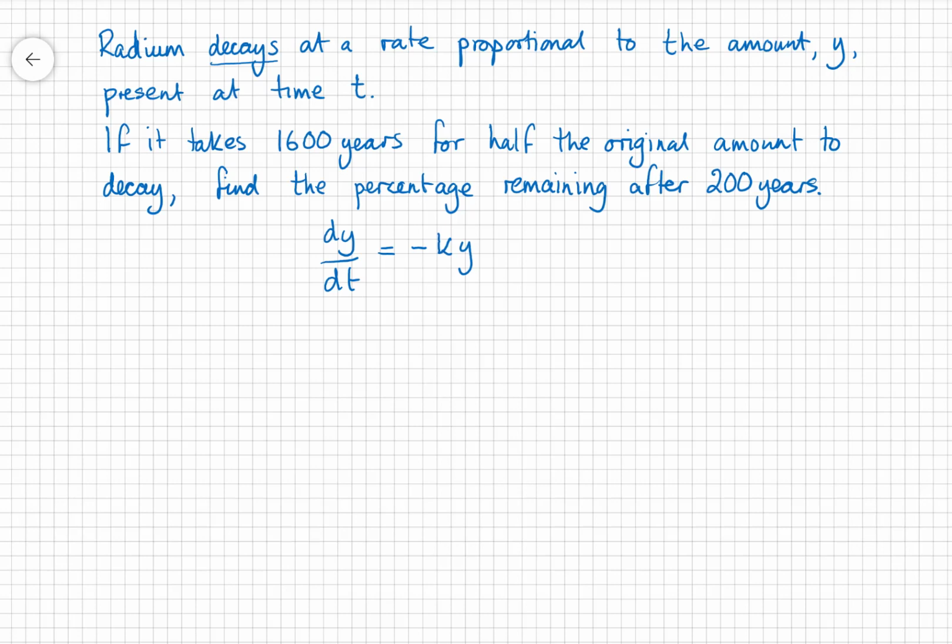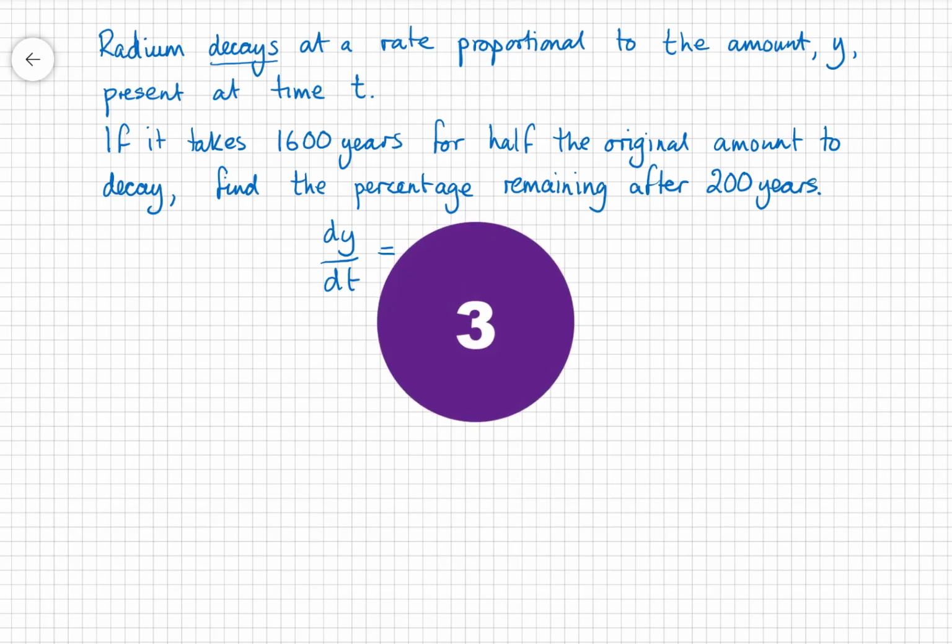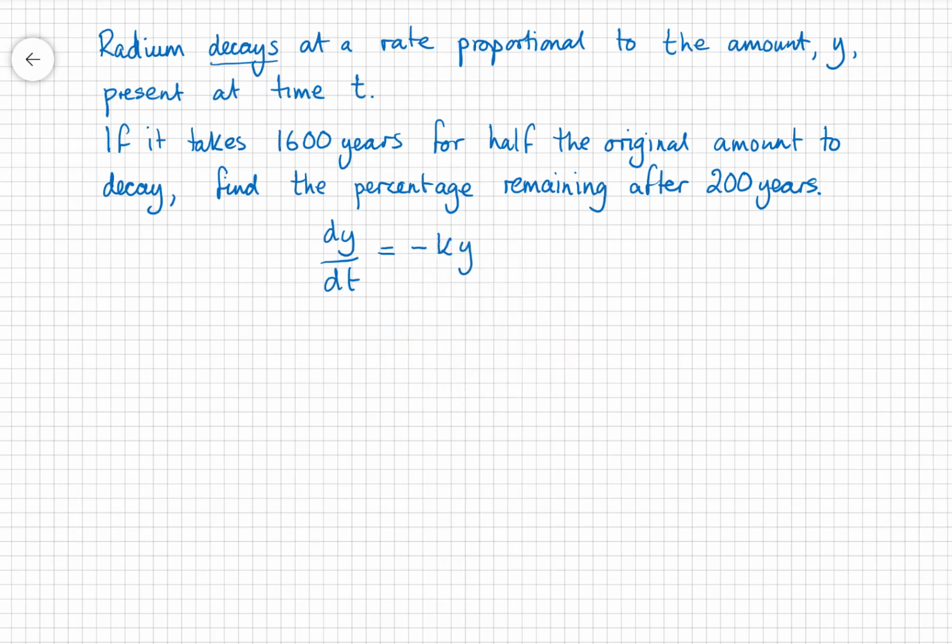Unlike the previous example, we haven't been given any information by which we can find k at this stage, and so we have got to move on to find the general solution and just keep k within the relationships that we find. Pause the video and see how you get on with separating the variables and finding the general solution to this differential equation. How did you get on?